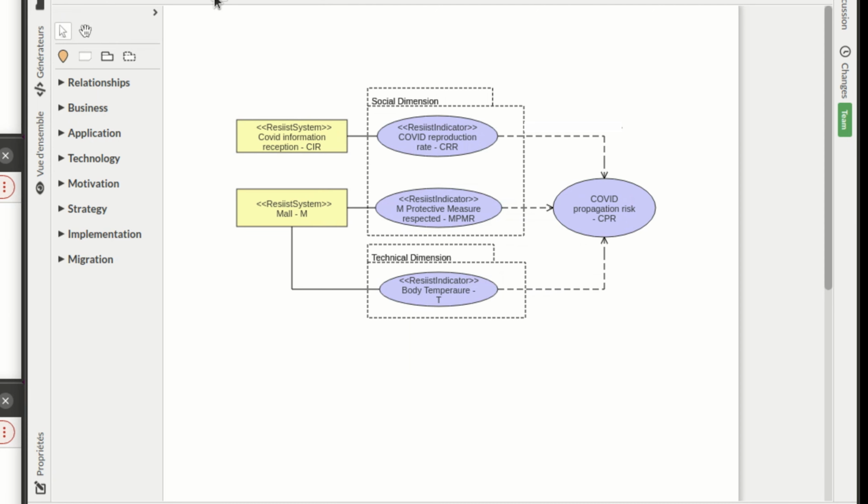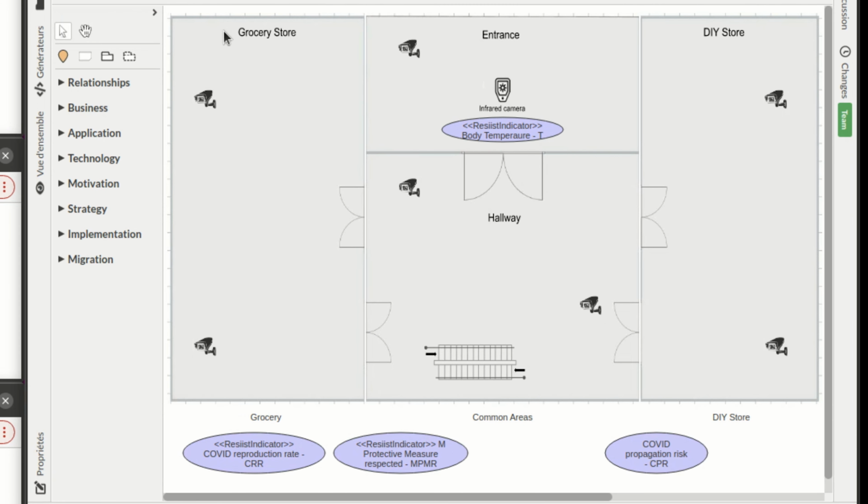We have two representations of the shopping center studied for the COVID propagation. A first conceptual one and a second one which is a 2D view with the data sources, cameras and infrared camera. The mall is divided into different areas, a grocery store, common areas consisting of an entrance and a lobby, and a DIY store. Here, 4 indicators are present.